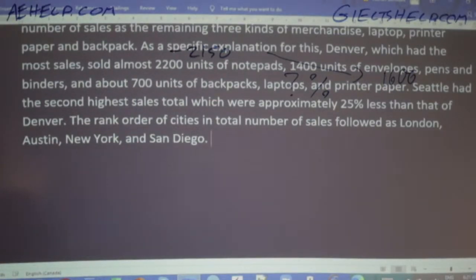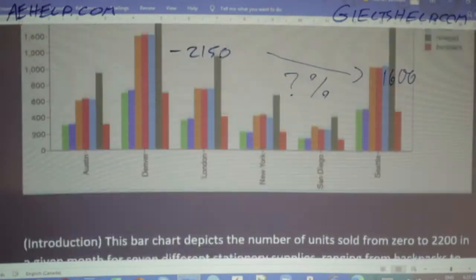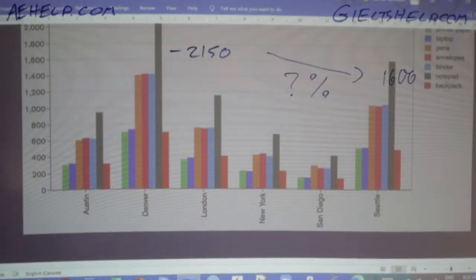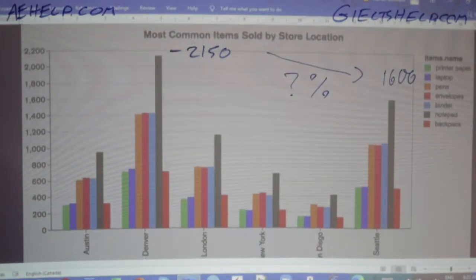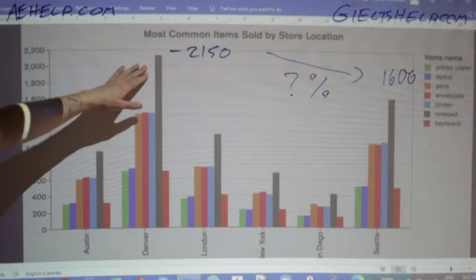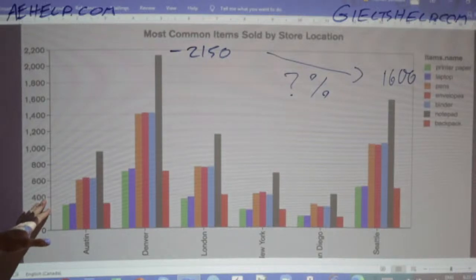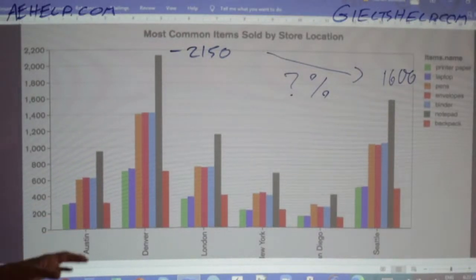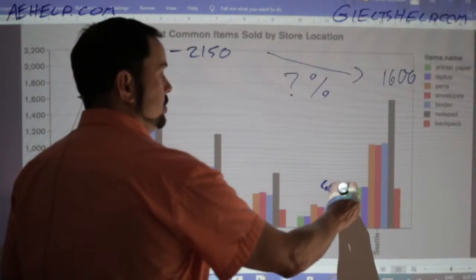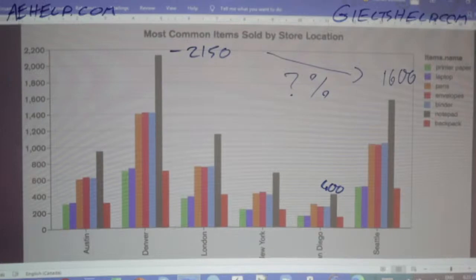Okay. And San Diego compared to Denver had only about, well, we can take a look here and make a quick calculation if I've got a bit of time. So again, for Denver, we can just look at this green bar. That'll give us a good idea. For notepads, it was 2150, and for San Diego, it was about 400, so 20%. Okay, so it was just 20% of the sales of Denver.